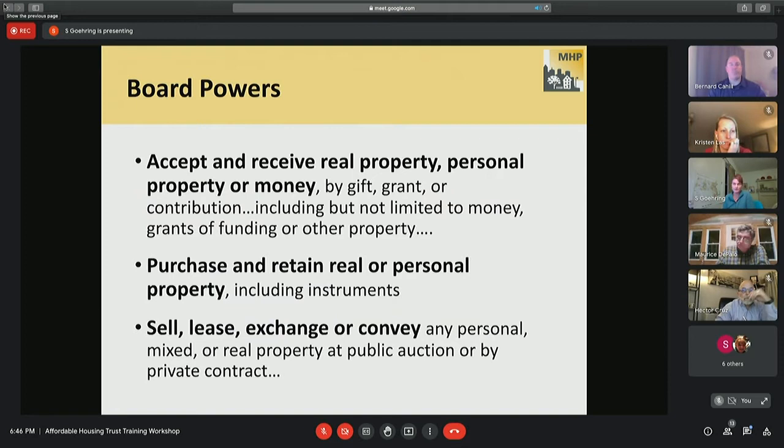So the state statute has a variety of board powers. And then I really want to bring attention to this, that Shrewsbury has a variety of modifications with these powers. So just be careful that you don't go to the state statute and expect that that's how you can operate. You really want to pay attention to your bylaw.